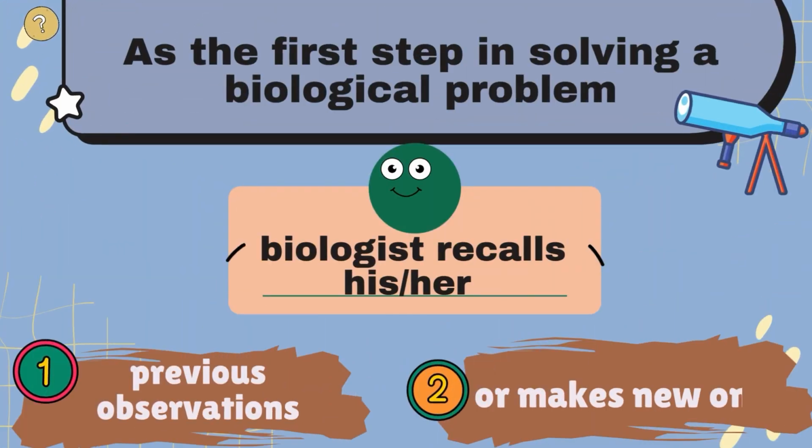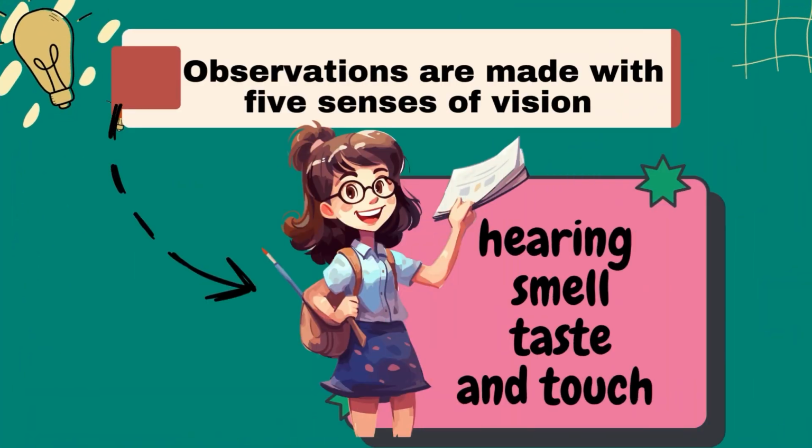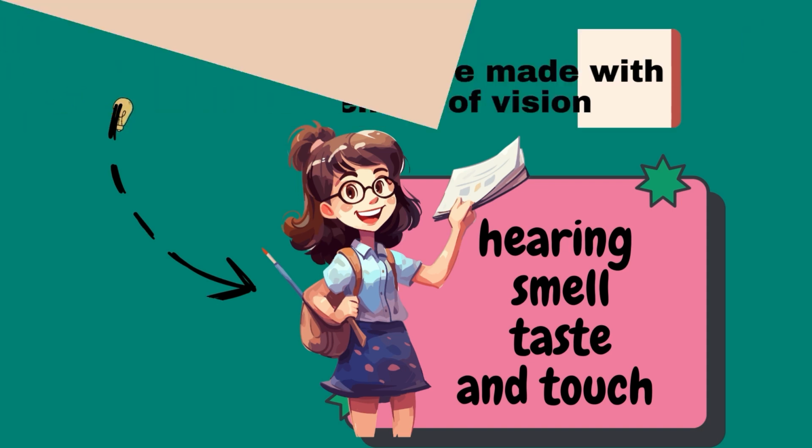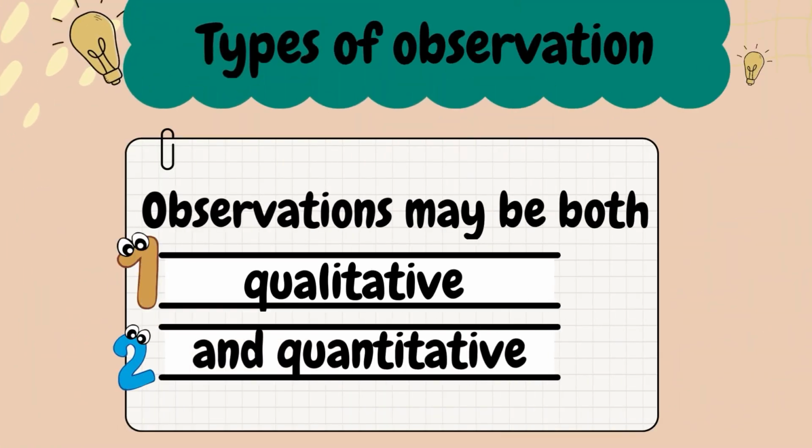As the first step in solving a biological problem, biologist recalls his/her previous observations or makes new ones. Observations are made with 5 senses of vision. Thus 5 senses of vision are hearing, smell, taste, and touch.